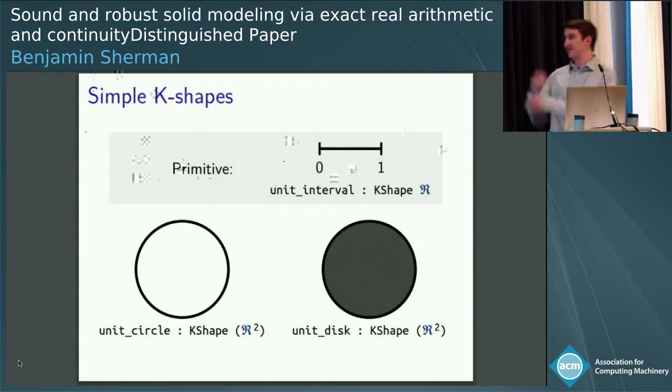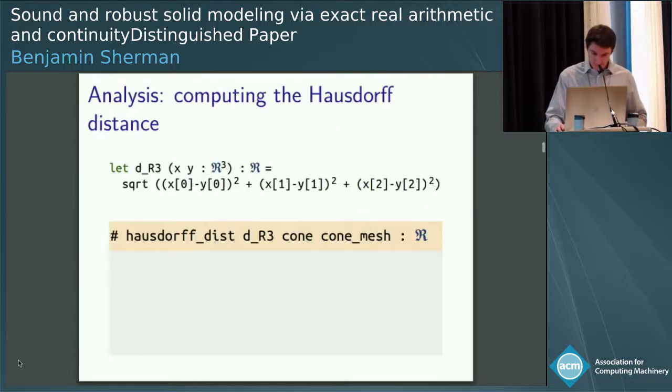Here is just a pictorial description of those shapes. The unit disk includes its interior. The unit circle does not. Both of these are K-shapes in the plane. And the unit interval is kind of special, so it's really important. It's a language primitive, actually. And so a lot of the interesting computation that you'll see goes on here is a consequence of that as the language primitive.